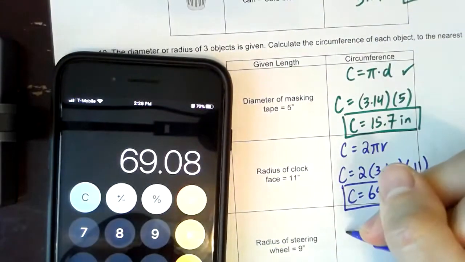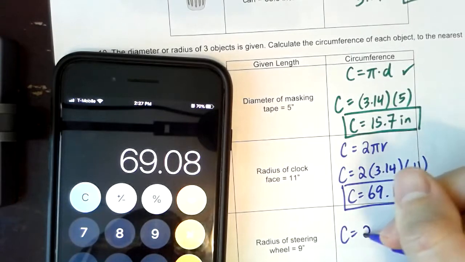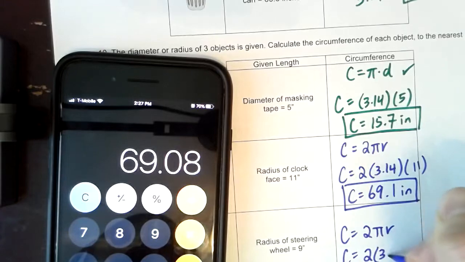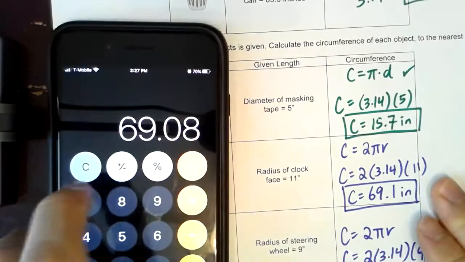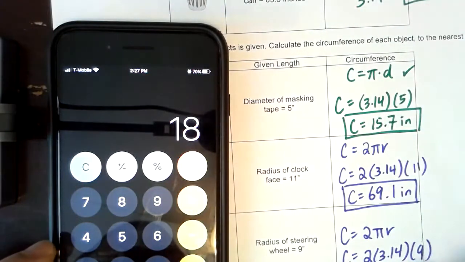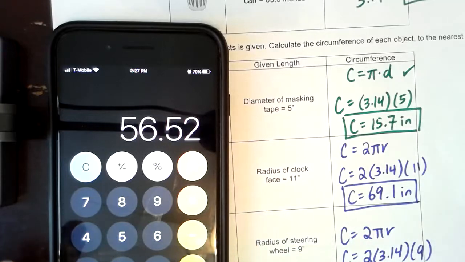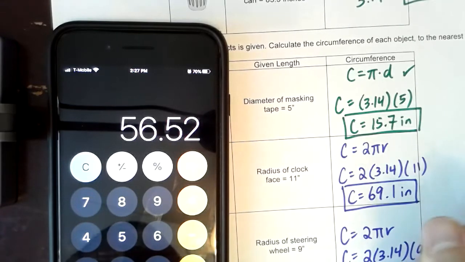Okay, then we'll do this a little faster. We'll do 2 pi r, C equals 2 times 3.14 times 9. Okay, so then you just realize that's pretty much 18 times 3.14, which gives us C equals 56.5 inches.